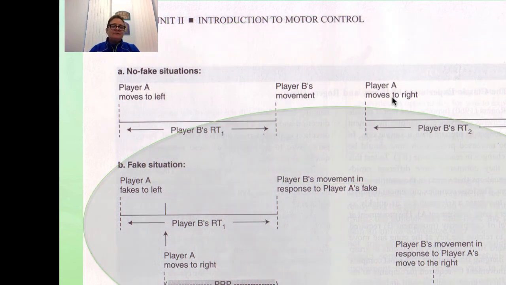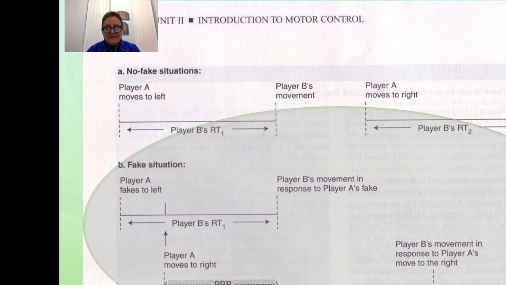In the second part of this diagram, you can see the illustration of the fake situation. And what you see here is that when player A fakes to the left, you're going to have the exact same reaction time. Here's the reaction time that would exist without the fake situation. Here's the reaction time to the fake to the left, exactly the same as if I were doing the move to the left without the fake. However, I cannot begin to respond to movement B until I have completed my response to movement A.